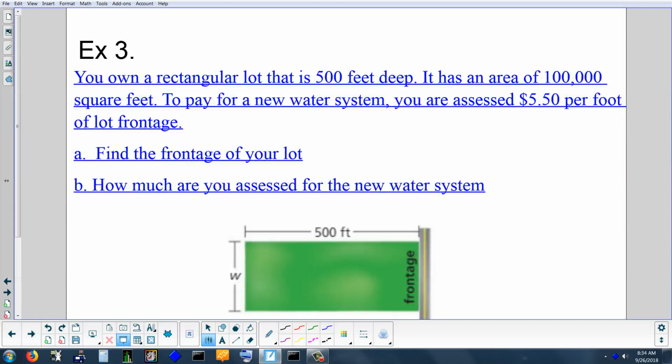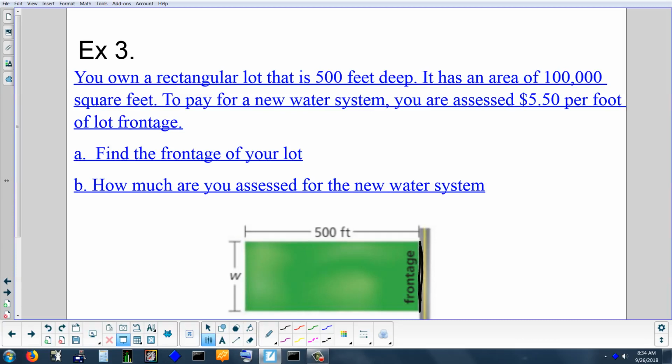On the right-hand side, that's the road. And usually they call the land that you own right along the road, like the front of your house, the frontage. That's how much land is along the road. It says to pay for a new water system, the town is going to charge you $5.50 for every foot of land you have along the edge of the road. So basically, we've got to figure out how much land we have right there.